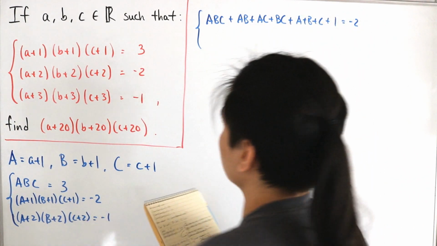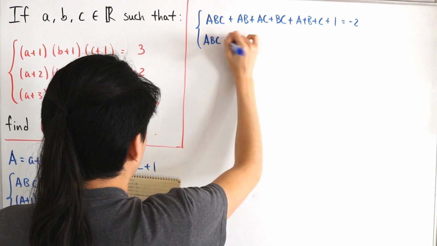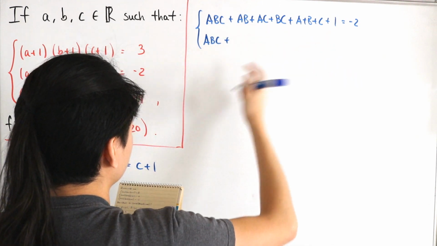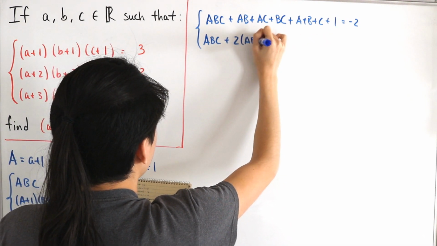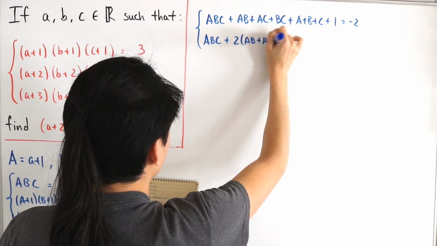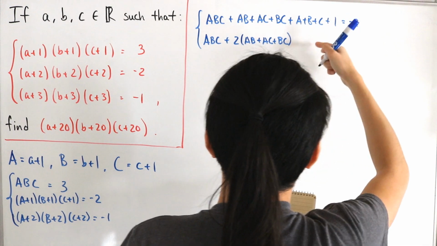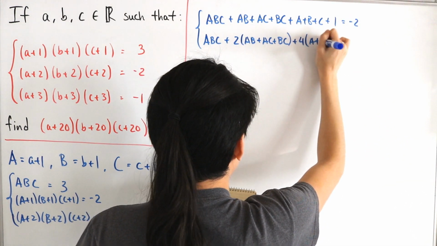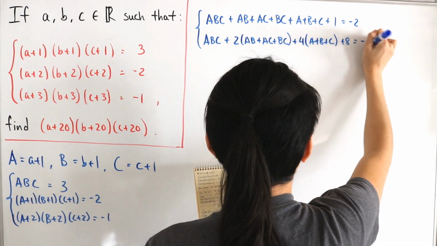Now let's move on to the second one. Of course, that'll be ABC, added with 2AB plus 2AC plus 2BC. Let me factor out the 2, so 2 times (AB plus AC plus BC). Next, we'll have 4A plus 4B plus 4C for that expansion. I'll factor out the 4, so 4 times (A plus B plus C). Add this with 8 and set this equal to negative 1.